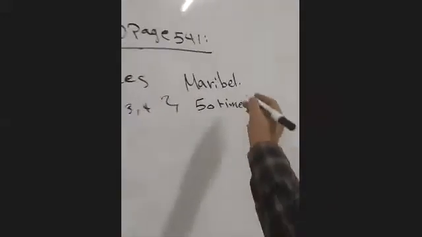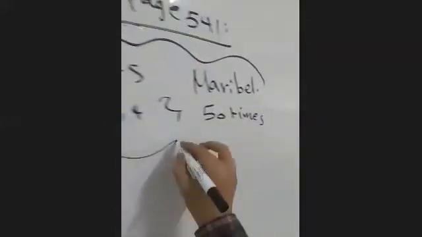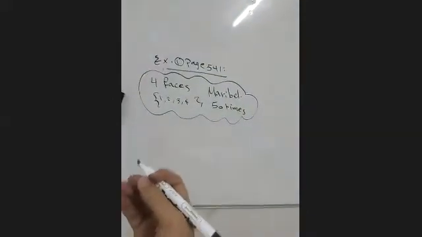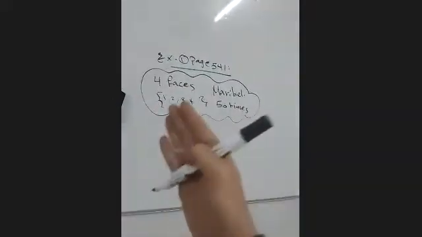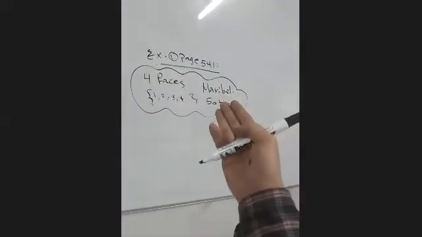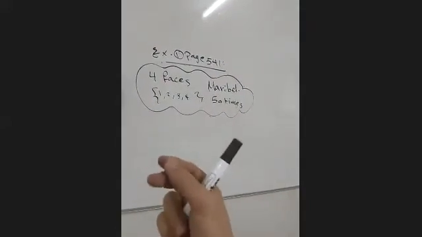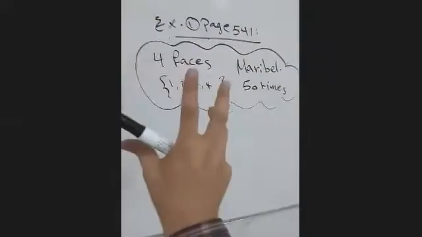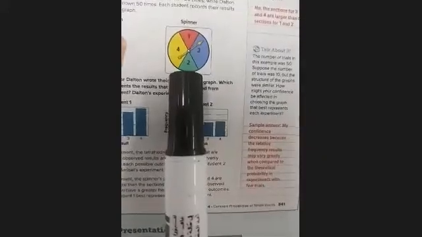So this is the first experiment. We have a tetrahedron with 4 faces labeled from 1 to 4, and Maribel tossed this tetrahedron how many times? 50 times. The second part now: while Dalton spins the spinner shown 50 times. We have the second one here, the spinner. See the spinner, guys?